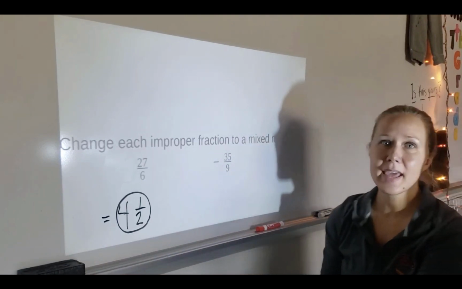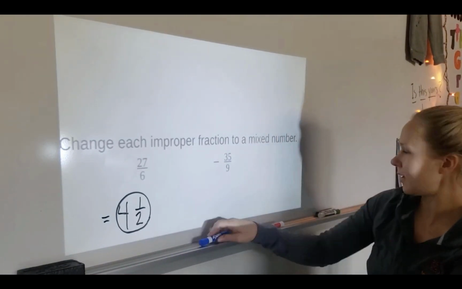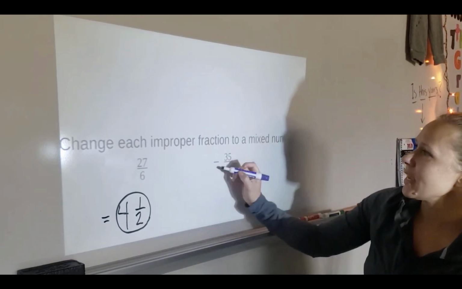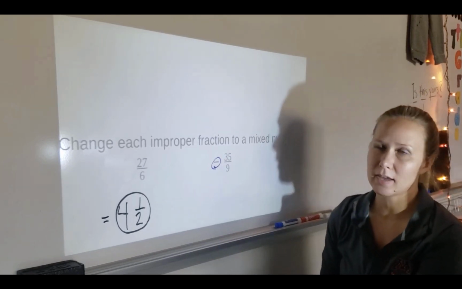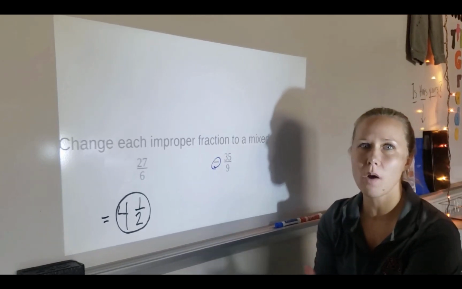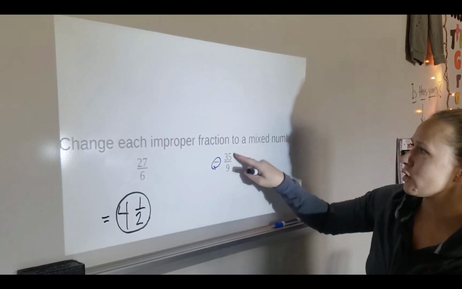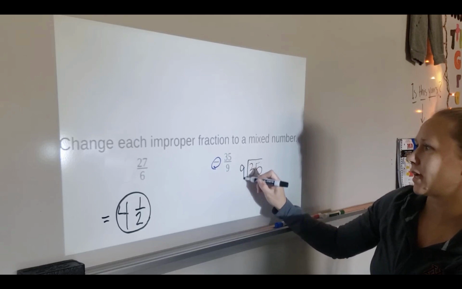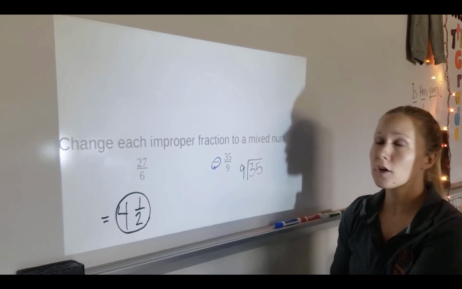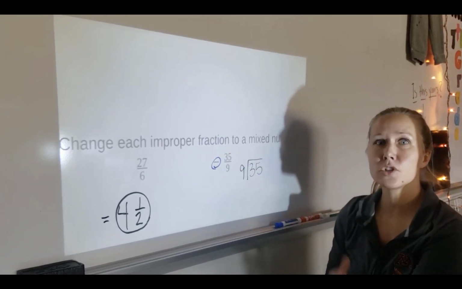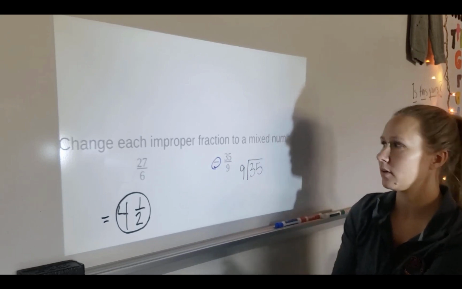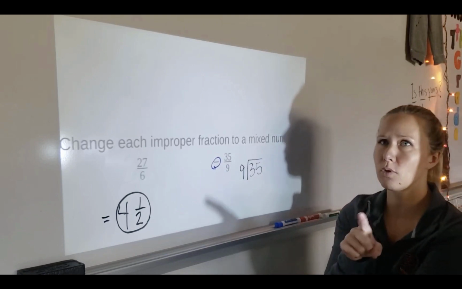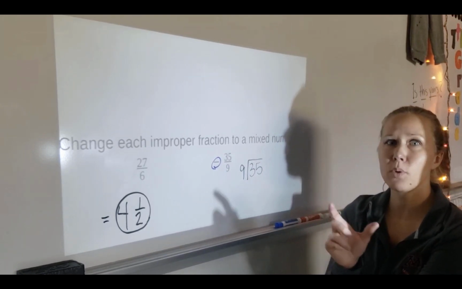Now, this one is negative. That's okay, we can do negative. We're going to switch it up and do purple here. All right, just being that it's negative, we know that our final answer is going to be negative. But we're still going to do it the same way that we've always learned before. We're going to divide. Okay, 35 divided by 9. You can use your calculator, 35 divided by 9. When you do that in your calculator, it's going to say 3 point something.